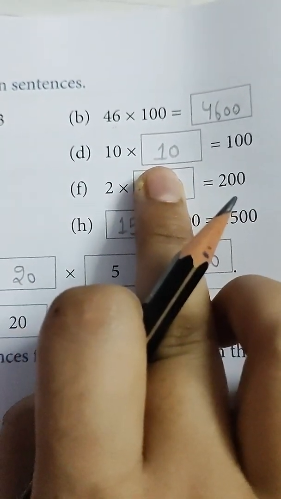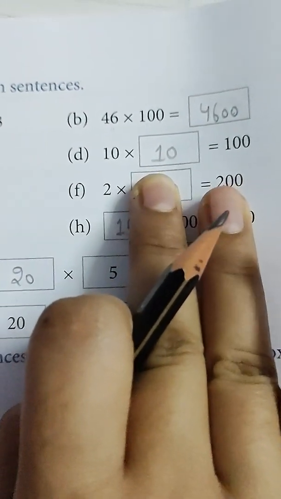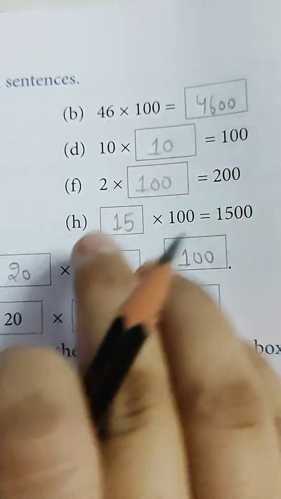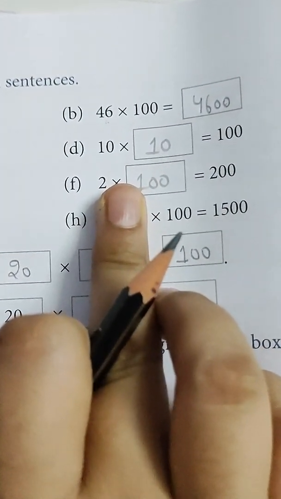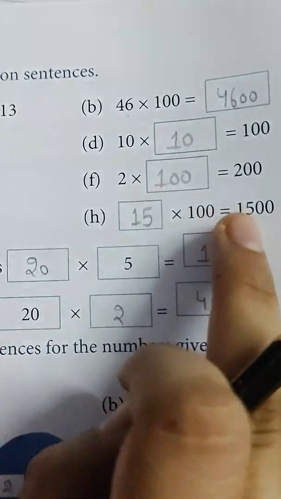2 multiply with what, so that we get 200? आपके पास में 0 0 है, 2 पीछे and 200 is there, so you will multiply with 100. Okay, now dash multiply with 100, so you get 1500, so obviously you will multiply with 15 here.